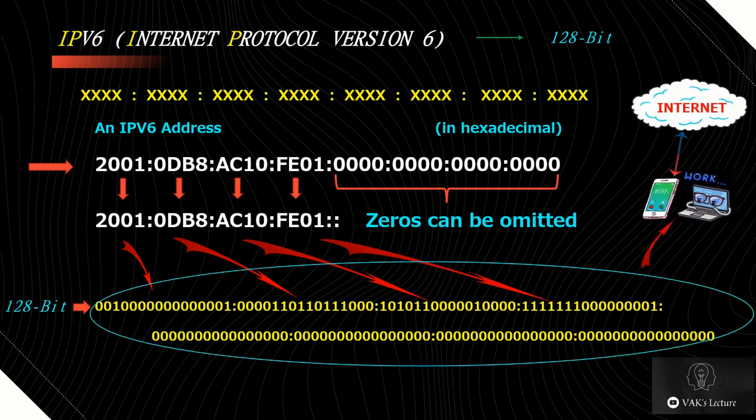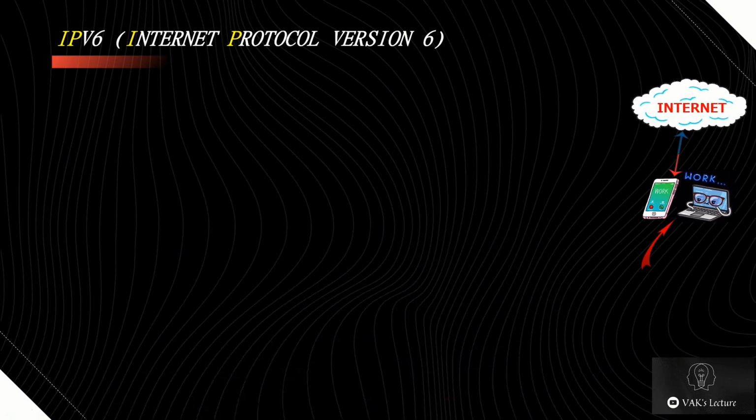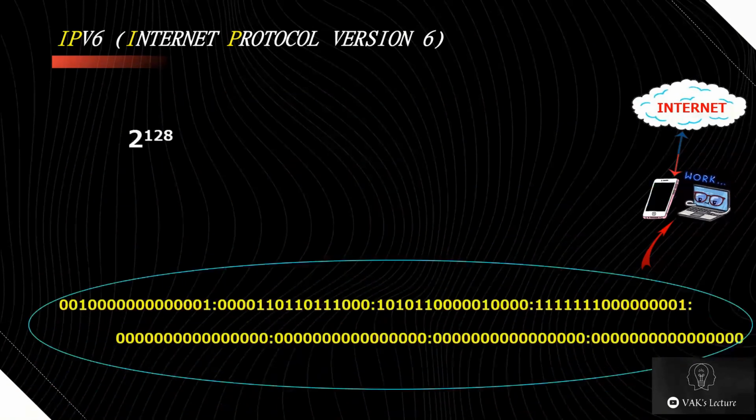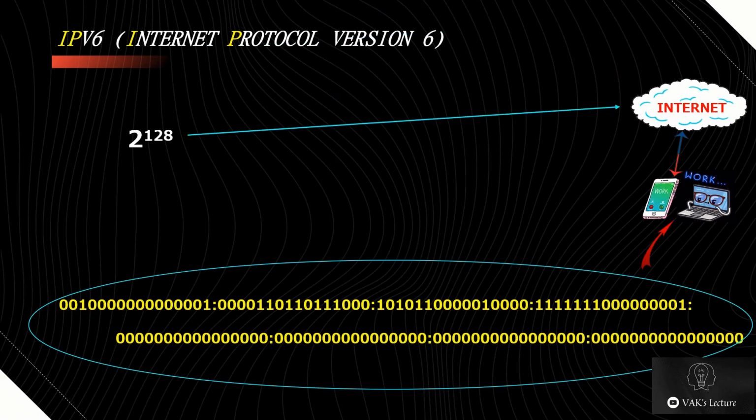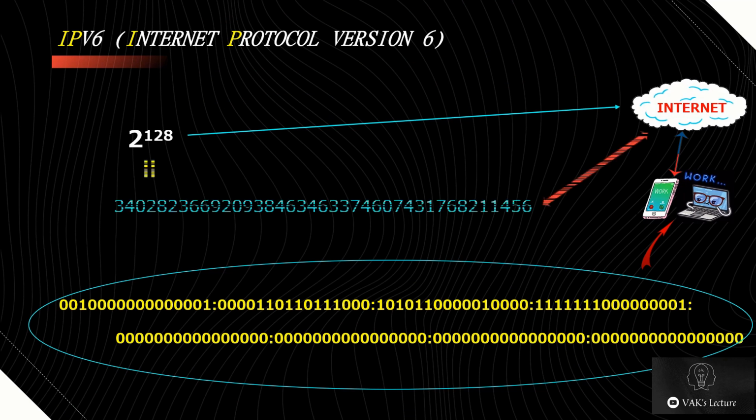Since a unique sequence of ones and zeros is given to each computer connected to internet, with IPv6, a total of 2 to the power of 128 devices can be connected to internet. That is, IPv6 can address this amount of devices, which is actually more than enough for many future generations.